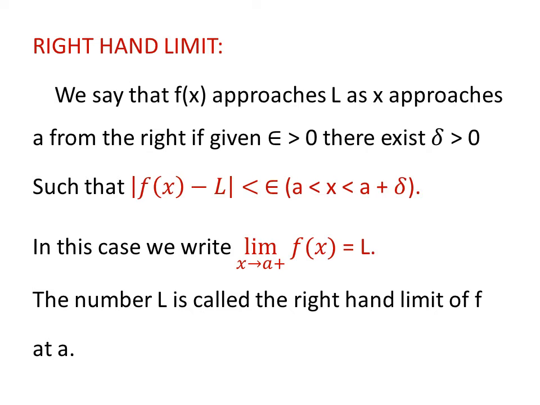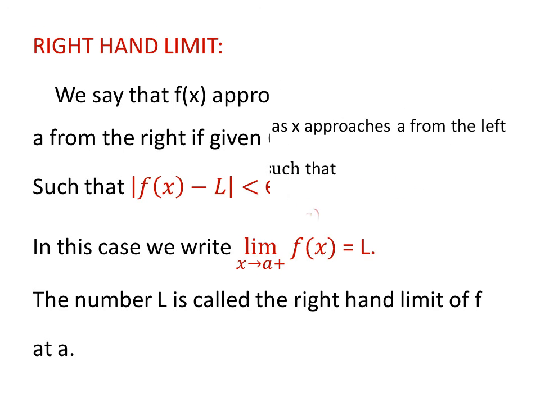Right hand limit: we say that f of x approaches L as x approaches a from the right, if given epsilon greater than 0, there exists delta greater than 0 such that modulus of f of x minus L is less than epsilon whenever a is less than x less than a plus delta. In this case, we write limit x tends to a plus of f of x equals L. The number L is called the right hand limit of f at a.